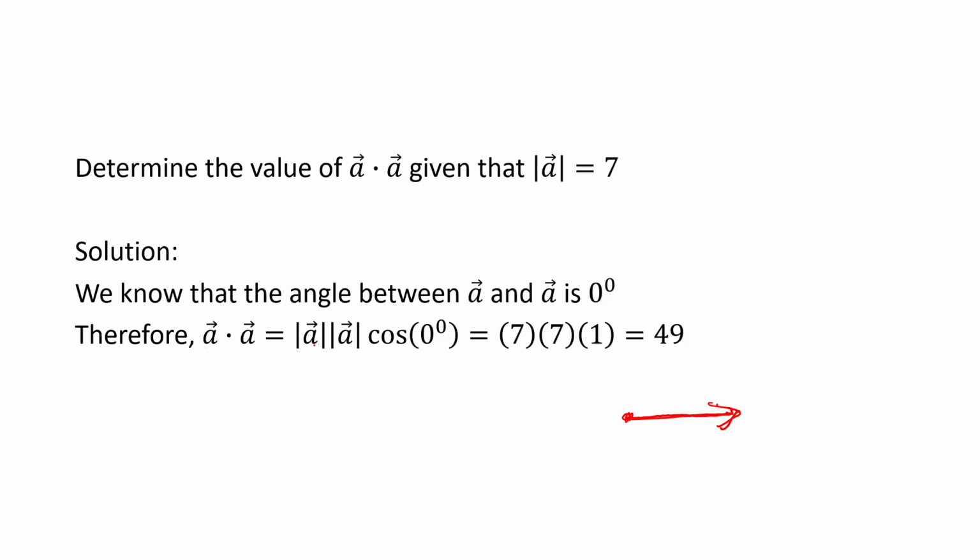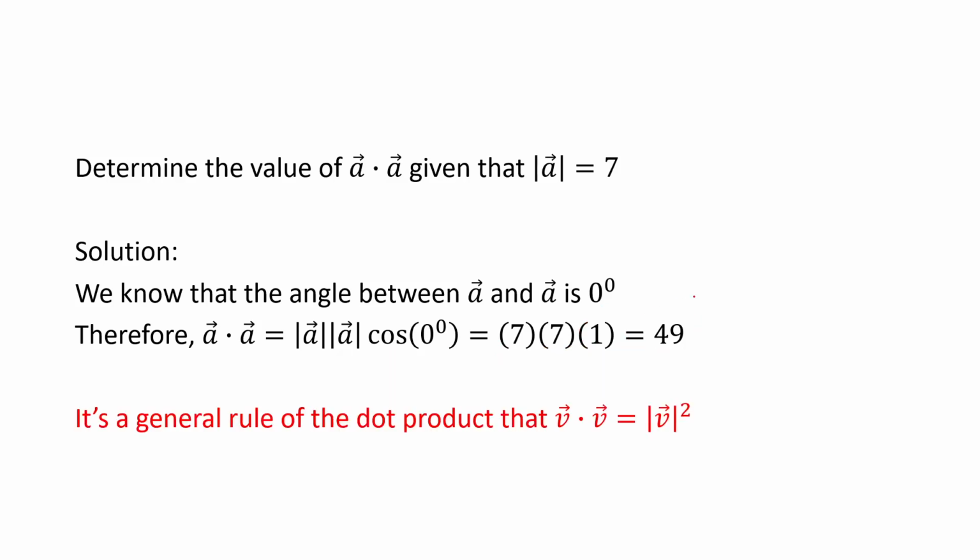So A dot A would be the magnitude of A times the magnitude of A times the cosine of 0 degrees. Well, the cosine of 0 degrees is 1. So it would be the magnitude of A times the magnitude of A times 1, which in this case would be 49. And so we can say as a general rule that if we dot a non-zero vector with itself, the dot product will just be the magnitude of the vector quantity squared.